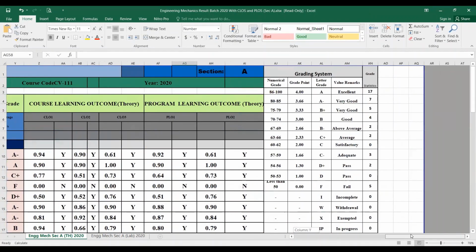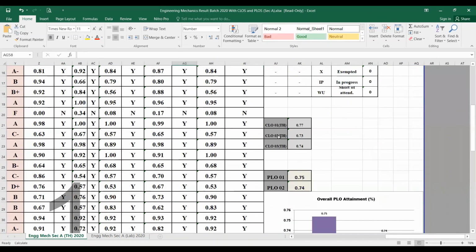And after this, you will find out how much effort you have to put in and how much effort is required to increase these CLO attainments. How can you do that? It's totally up to the teacher. How can he or she make their lectures more attractive, informative, and productive for the students? How can they work with the students? So it all depends upon the teachers.